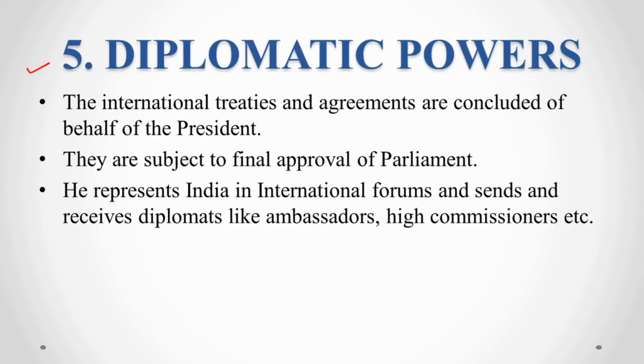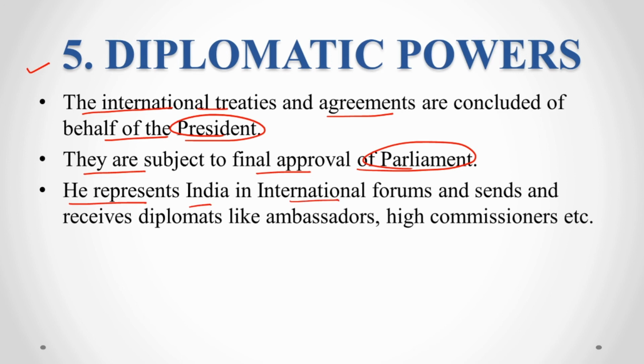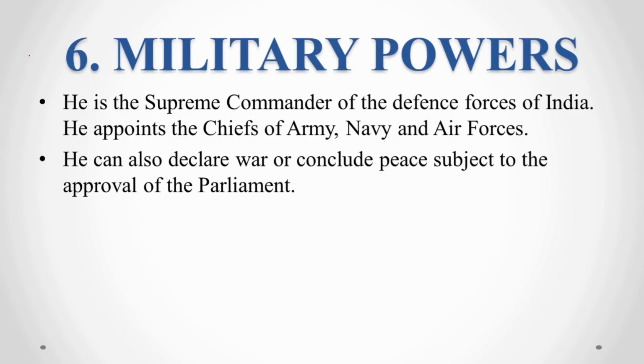Coming to the diplomatic powers, all the international treaties and agreements are concluded on behalf of the President. However, they are subject to final approval of the Parliament. He represents India in international forums and sends and receives diplomats like ambassadors and high commissioners. Coming to military powers, he is the supreme commander of the defense forces of India. He appoints the chiefs of army, navy and air forces. He can declare war or conclude peace subject to the approval of Parliament.